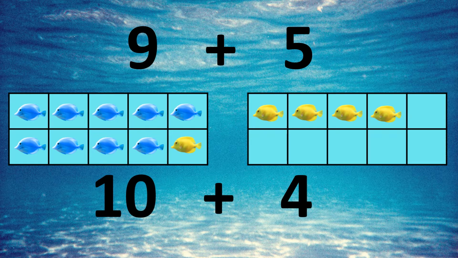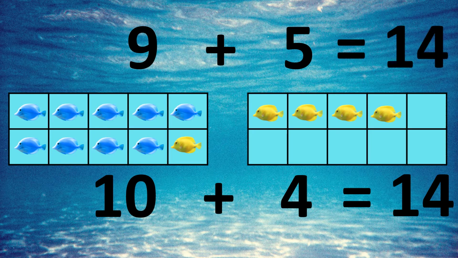If I move 1 fish over, I will have 10 fish in the first frame and 4 fish in the next frame. That's 10 and 4. 10 plus 4 equals 14. If 10 plus 4 equals 14, we also know that 9 plus 5 equals 14. Because we didn't add or take away any of the fish from the total, we just moved them around.